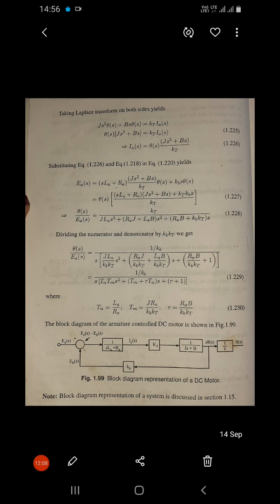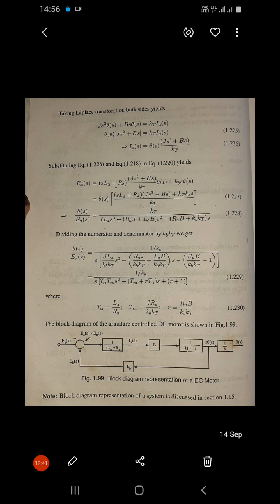This is equation number 1.228. This equation 1.228 is the transfer function of the armature control DC motor, because here θ(S) is our output. θ(S) is the angular displacement and Ea(S) is our input. What is the transfer function? Transfer function is output by input. So 1.228 is the transfer function of the armature control DC motor.